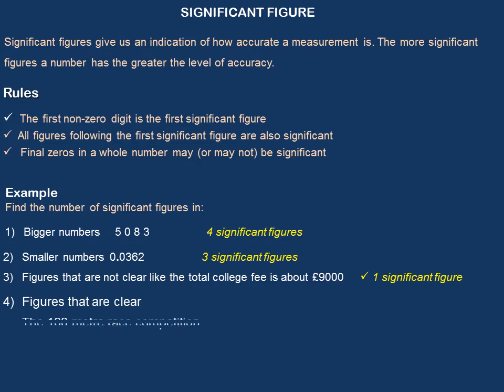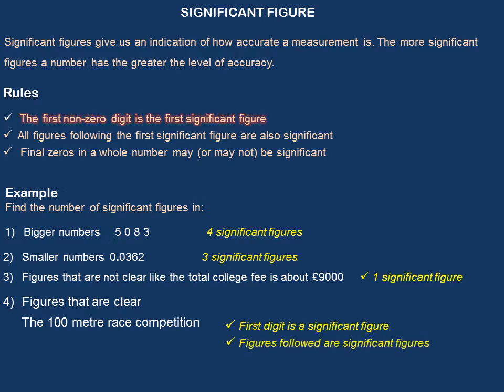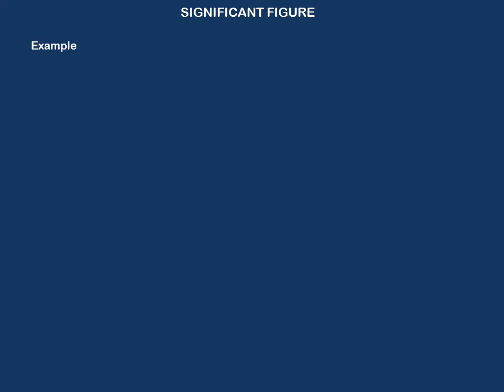Now, for figures that are clear, like a 1000 meter race competition, we know that it cannot exceed that, or it cannot be less than that. Therefore, in that scenario, we know that the first digit is a significant figure, and the figures that follow are significant as well, because it is specified, and though it is followed by zeros, those are significant as well. You need to remember that.